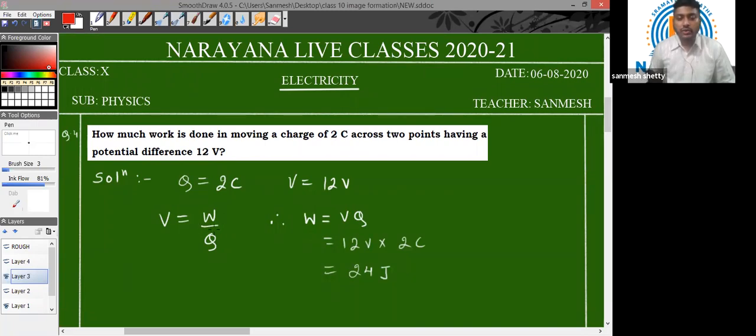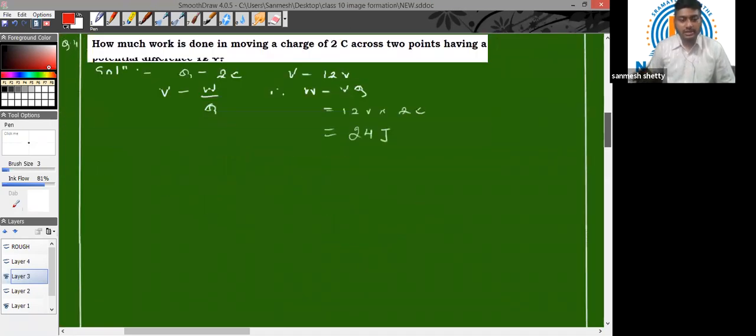Now we need the work done. We already have the value of charge and the value of potential difference. So for determining the work done, we simply multiply the potential difference with charge, which is 12 volt into 2 coulomb, which is 24 joule. I hope the point is clear, children. Let us proceed to our next question.